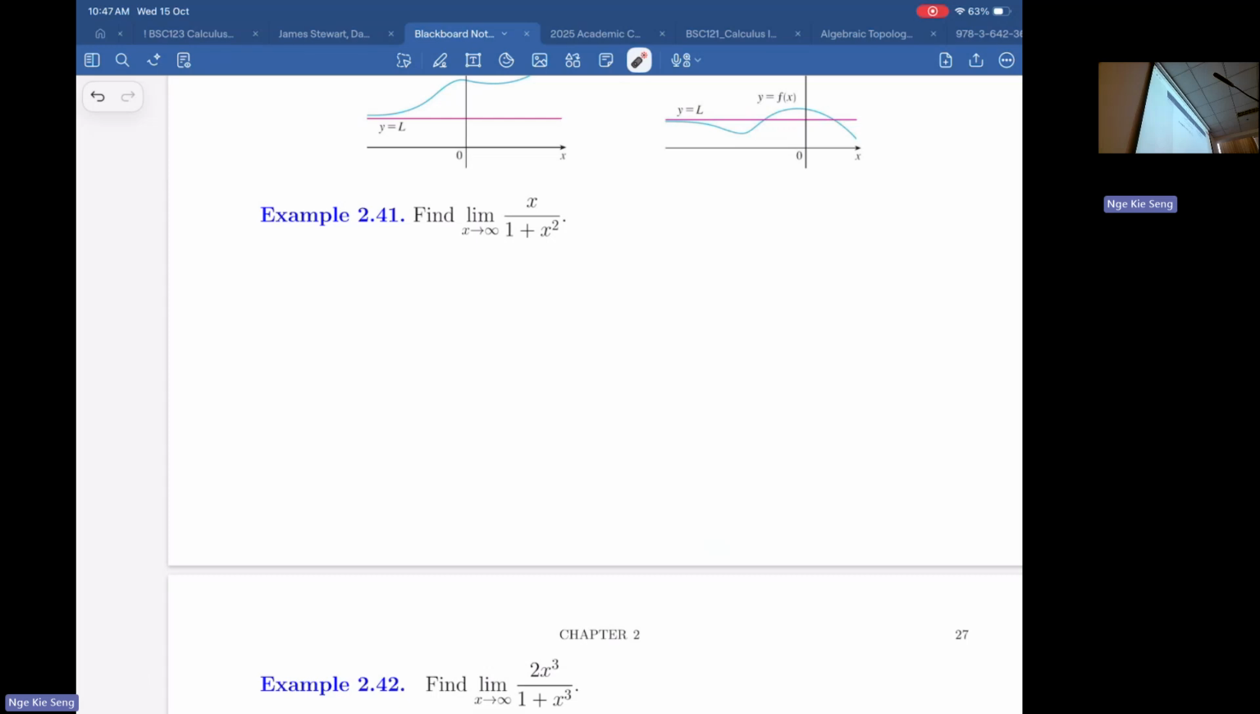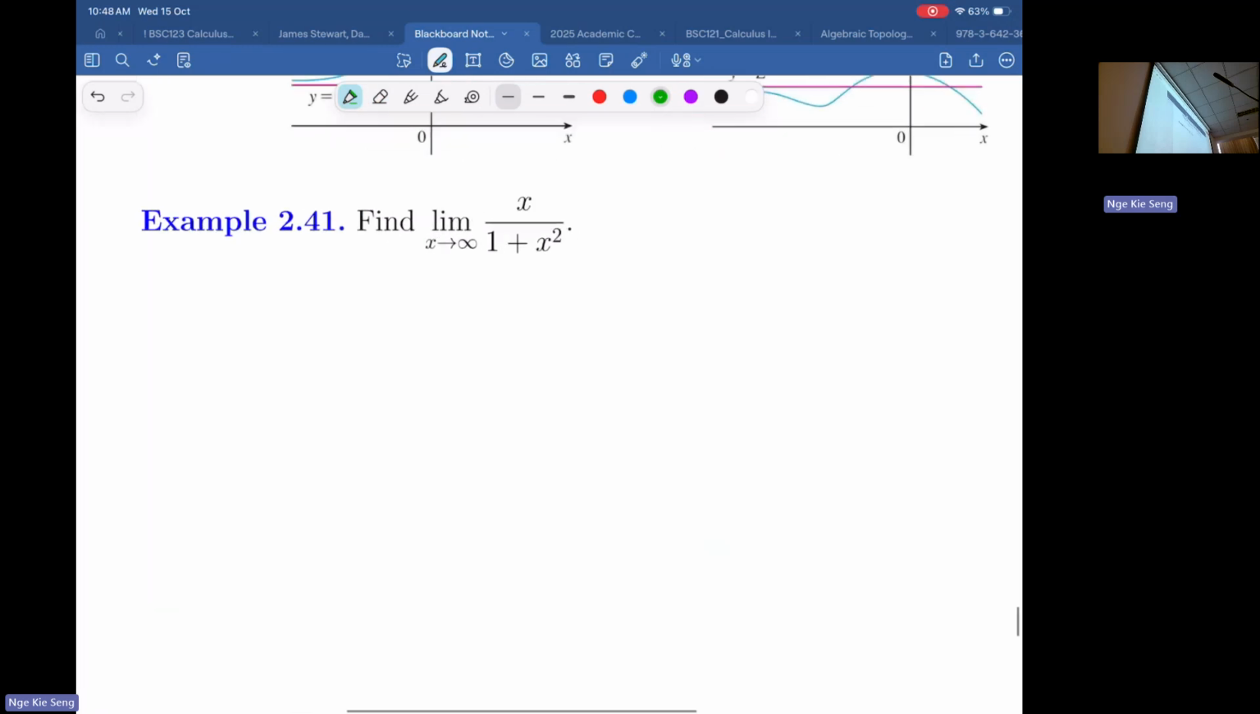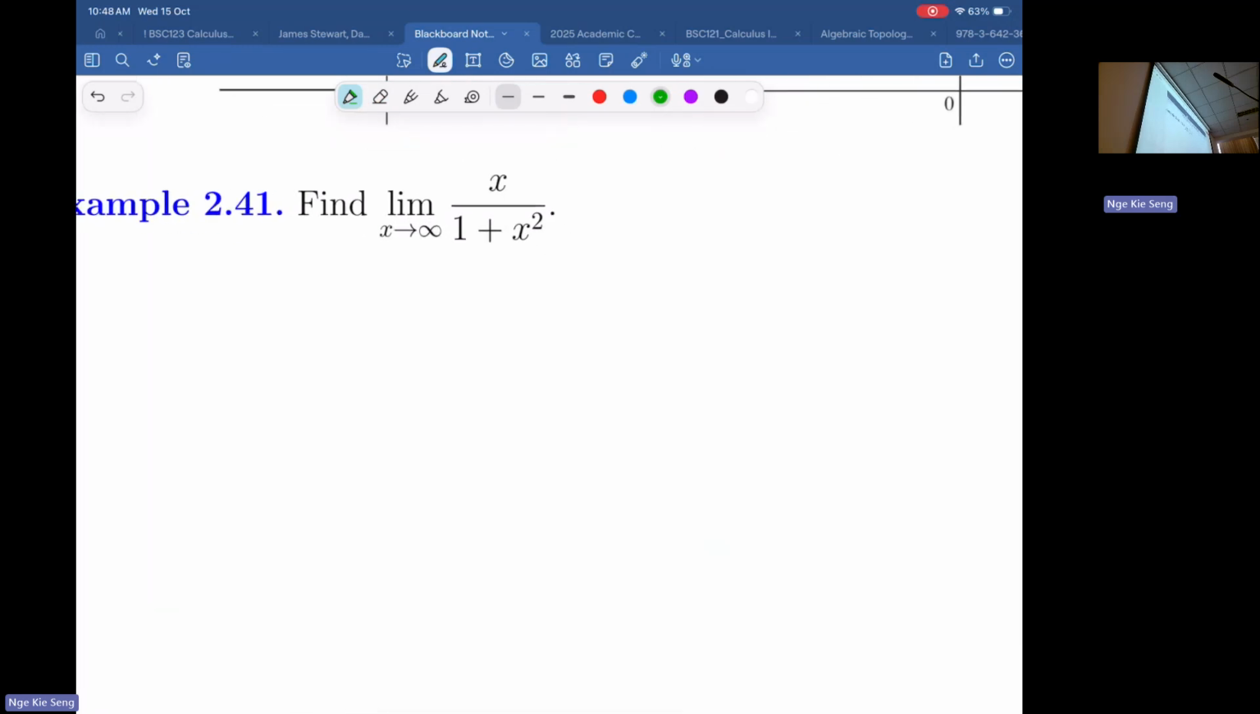So let's say if you want to do this, what are you going to do? What is your first instinct for this question? Do you have any instinct or not? Okay, maybe one of your instincts is to substitute. Substitute first, but you get infinity over infinity. So what does infinity over infinity mean?